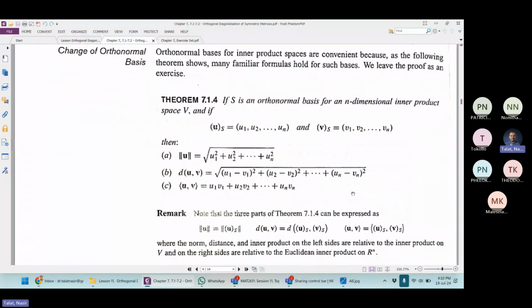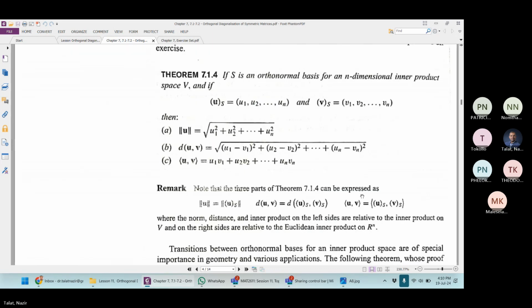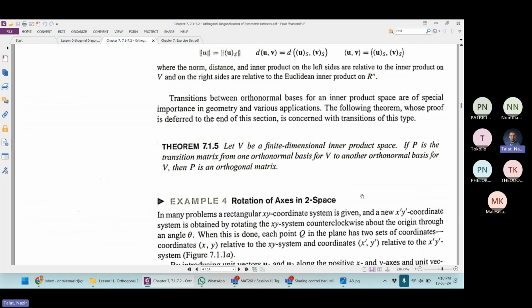Now, this is also true under the inner product: if S is an orthonormal basis of the inner product space V, and u takes the coordinates u1, u2, up to un, and v is v1, v2, up to vn, then the norm of u will be the same as its distance from the origin, and likewise for the distance between u and v. We can see that these are always true. So these are some results about orthonormal and orthogonal matrices.